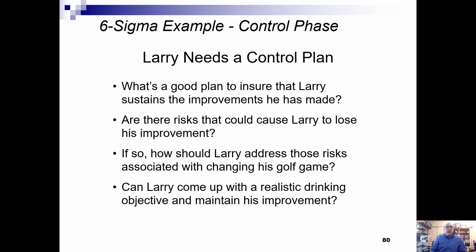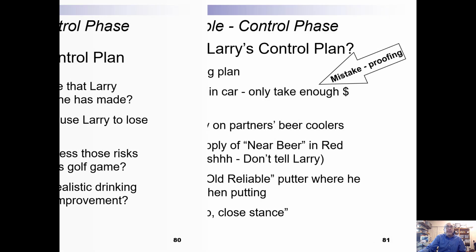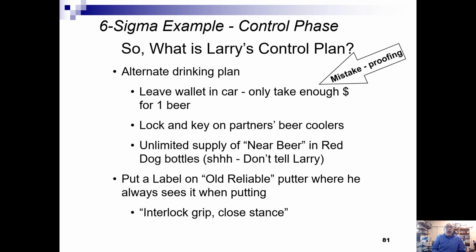Larry needs a control plan. What's a good plan to ensure that Larry sustains the improvements he has made? Are there risks that could cause Larry to lose his improvement? If so, how should Larry address those risks associated with changing his golf game? Can Larry come up with a realistic drinking objective and maintain his improvement? So, what's Larry's control plan?